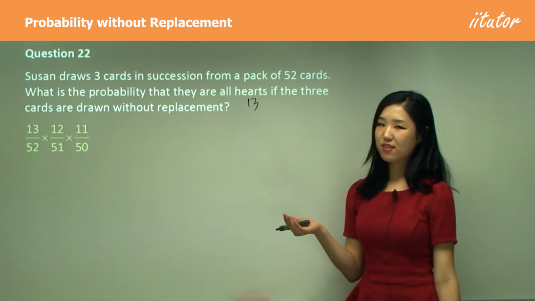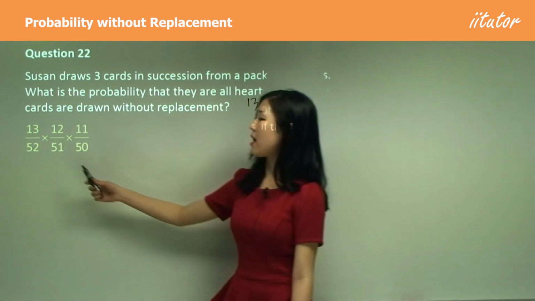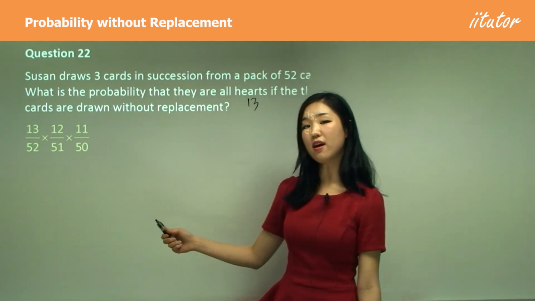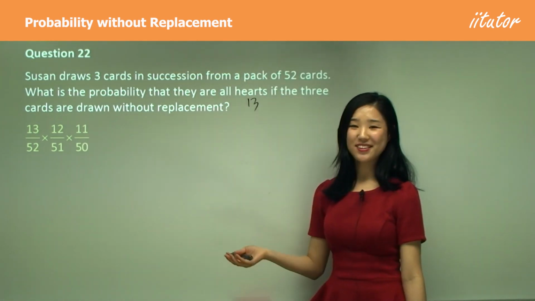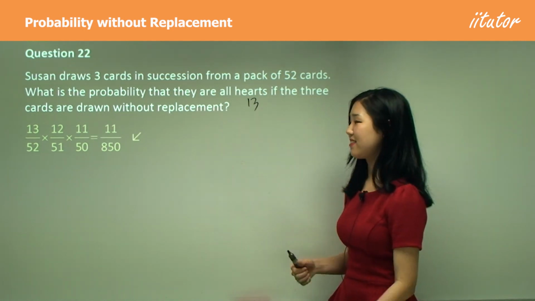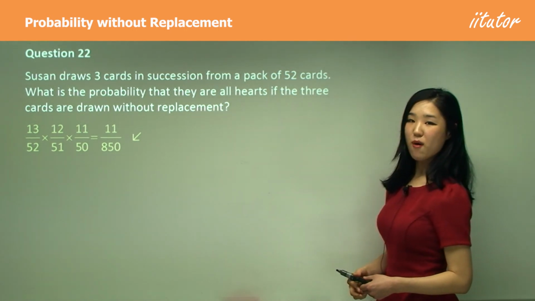I hope I don't have to explain why. You see why, because I'm having 1 less card to choose from. So I'll have 1 less each time on the denominator, and I'll have 1 less heart. So I'll keep having 1 subtracted from the numerator, and calculate it to get that. Just use your calculator. Very simple again, just requires 1 little step.